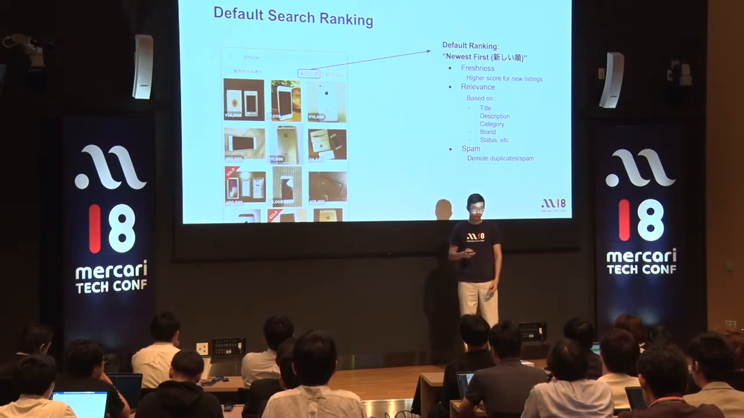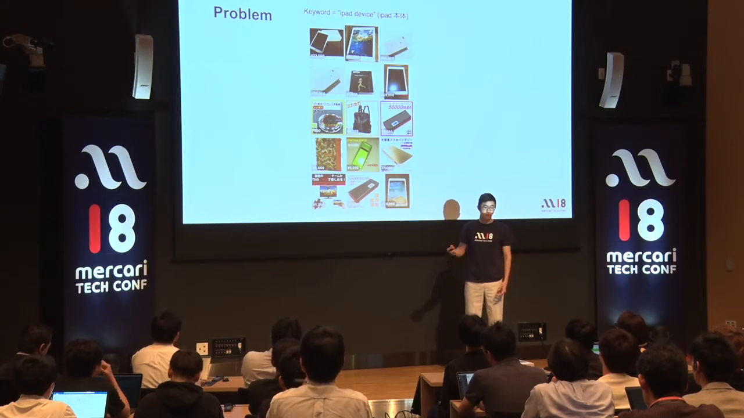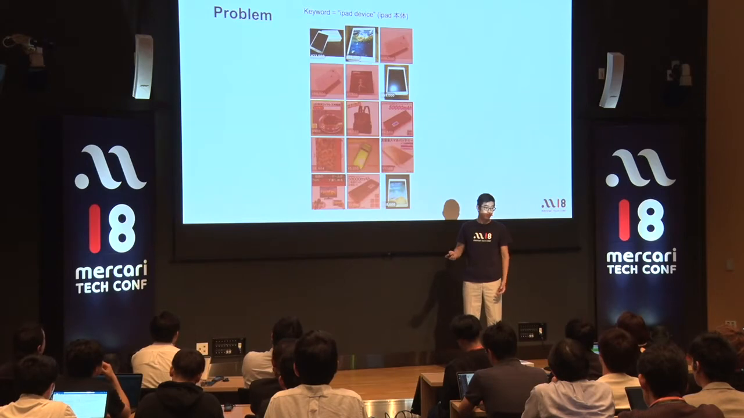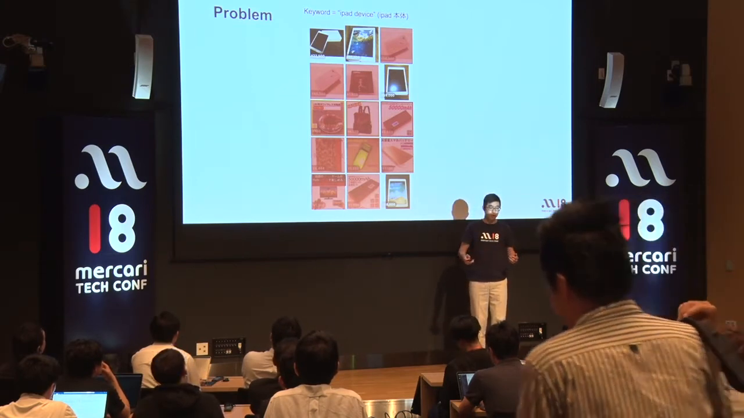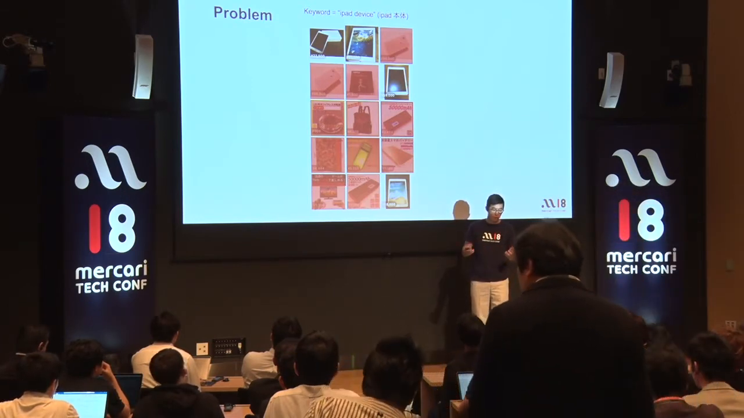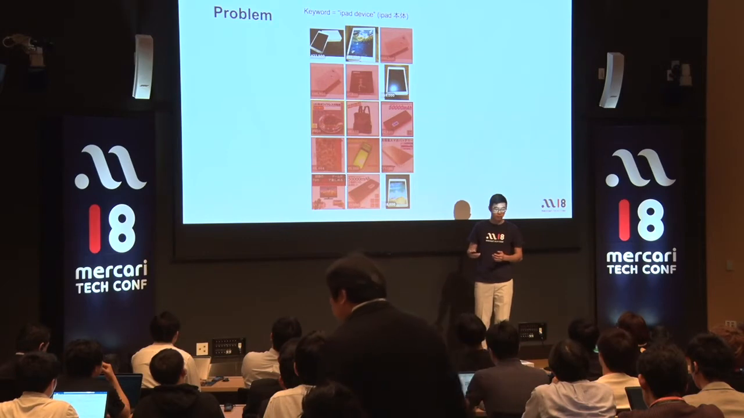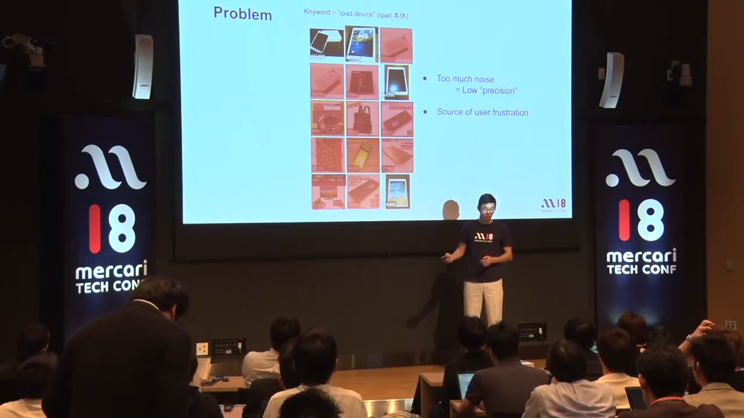I'll show an example. So here is a search result for the keyword iPad device. This is an example of a keyword with a problem. As you can see, there's so much noise. When users search with the keyword iPad device, they want the iPad, and they don't want accessories such as battery or charger or iPad case. But here, most of the items are all that noise. We call this situation of too much noise low precision.